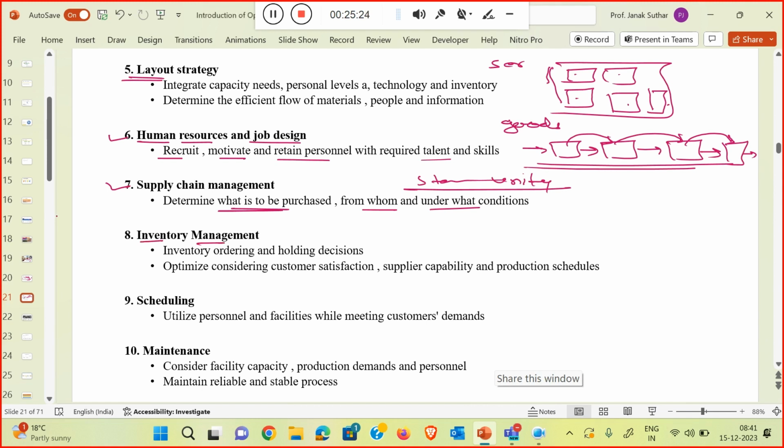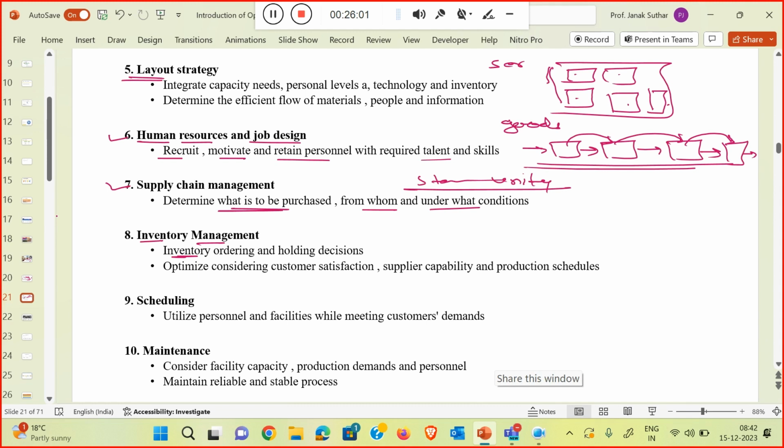Next is inventory management. Definitely, when we produce something, it may be goods, it may be services, in that case we require material. Even a restaurant requires some material related to vegetables, and if the restaurant is a veg restaurant, then they will maintain all the things related to masalas and all. So you need to maintain that, which is nothing but the inventory of raw material.